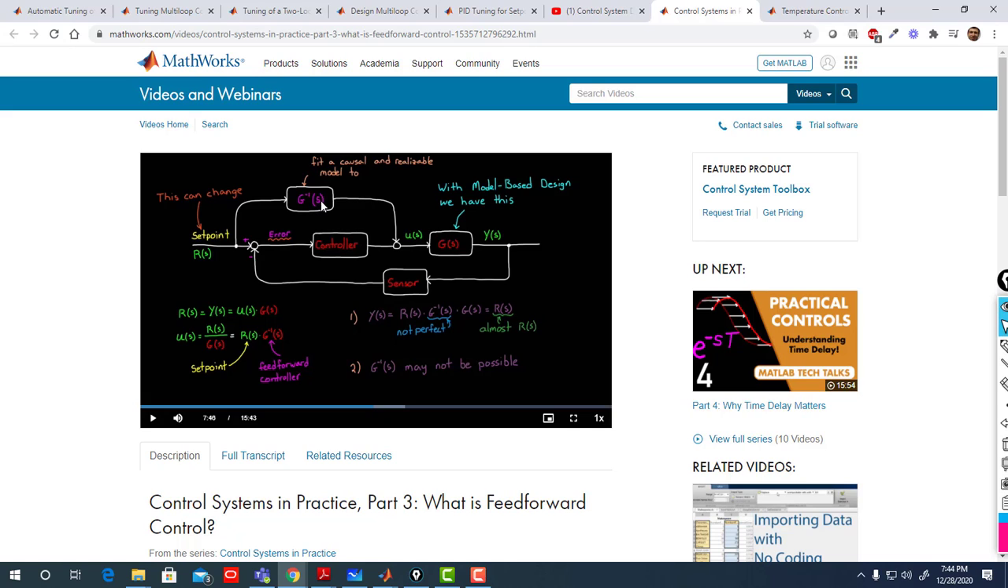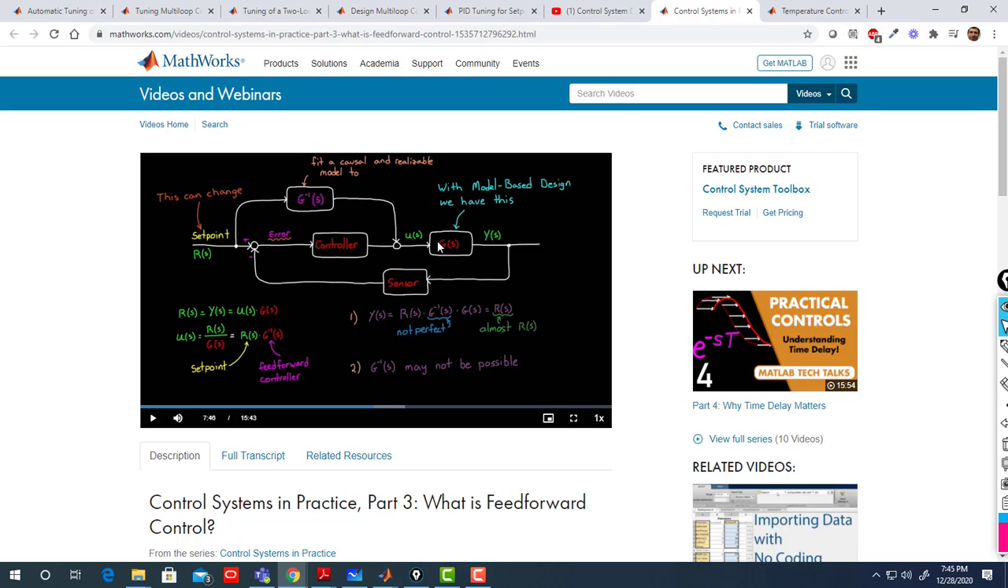It's G minus 1 of s, but sometimes we know this is not invertible, not realizable. So then we fit a causal, realizable model, a physically existing model, because often we don't have an exact model of the system. So then we cannot accurately eliminate the steady state error, or the dynamics. We don't cancel the dynamics exactly. Okay, and here it's demonstrated, of course, and we can follow it.